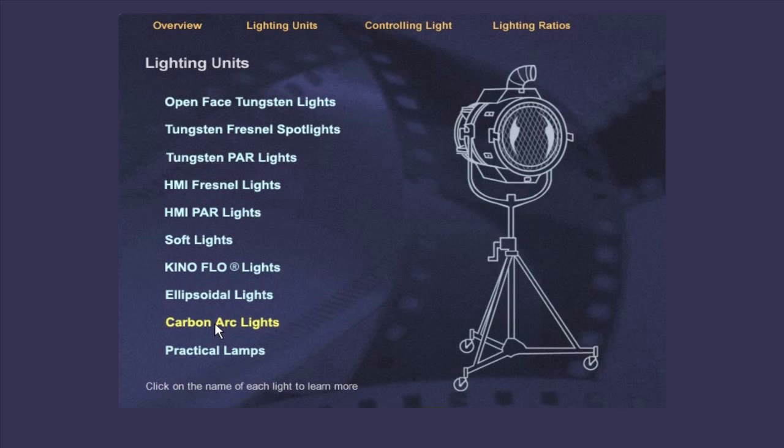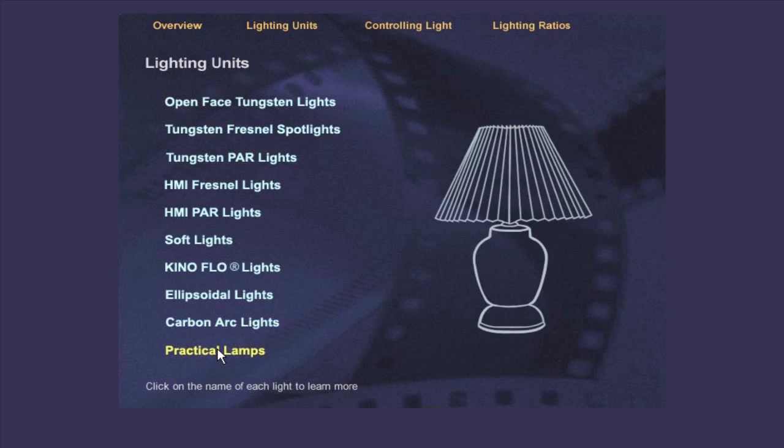Before HMI lights were developed, and when films were slow, carbon arc lights provided the large amount of light needed. They're used today only when the unique quality of their light is needed, for example, to simulate hard sunlight. A practical lamp is any lamp actually photographed in the scene.